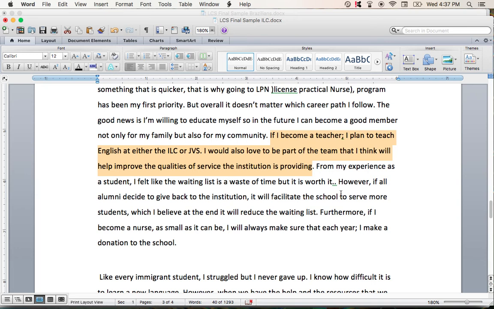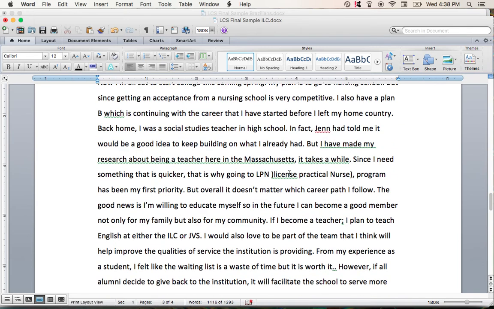So, he also says, if I become a nurse, as small as it can be, I will always make sure that each year I make a donation to the school. So in this paragraph, he's talking about his own future in connection with the subject, right? In the future, as he pursues his career, he wants to give back to the organization by teaching there or making a small donation.